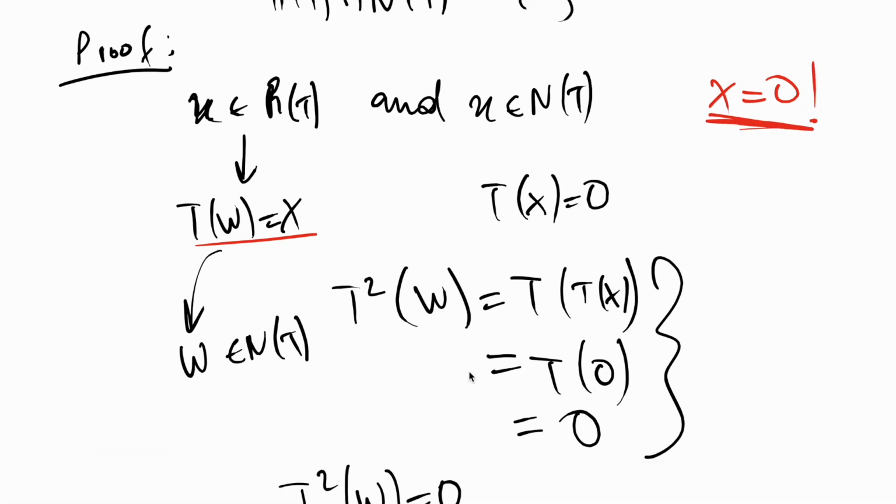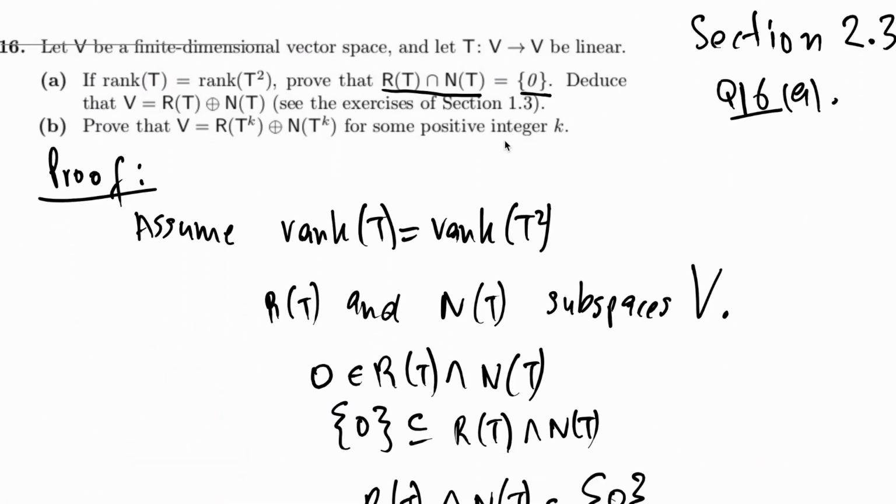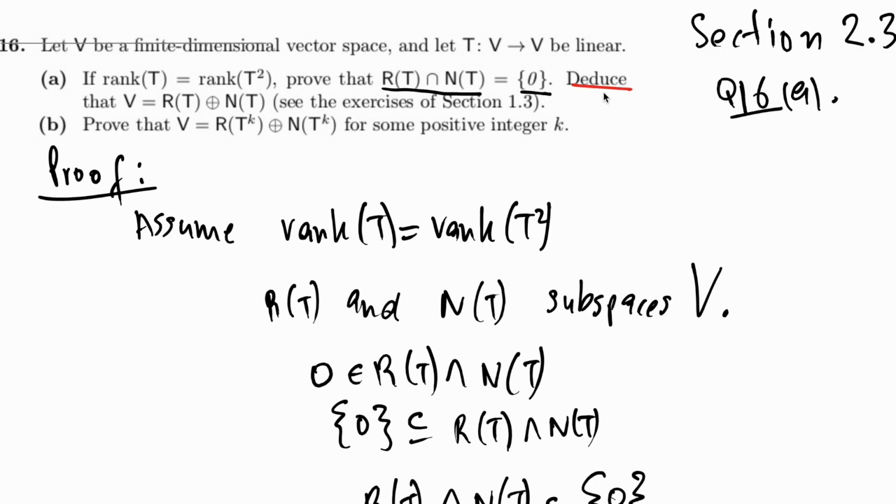So this was the general idea of the proof. I'm going to prove this part, deduce that V is the direct sum of R(T) and N(T), later, but for now this is what we're going to work on.